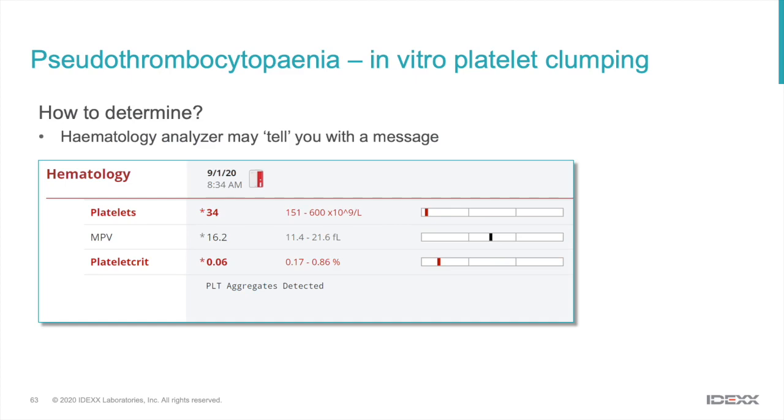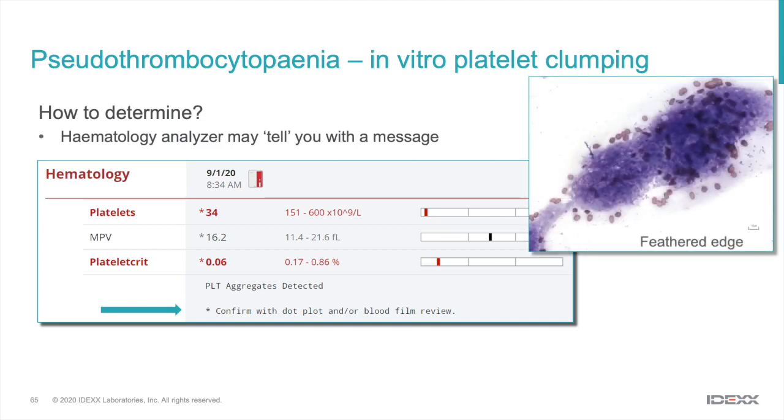Now, how do we determine if there's presence? Well, in some analyzers, you may actually get a message that says platelet aggregates detected or something like that. But that doesn't fit most of our analyzers. Even if your analyzer does give you a message about possibility of platelet aggregates, it will likely tell you to look at a blood film or look at the cytograms to confirm that process. Even if you don't get that message, I would strongly recommend that you look at a blood film to confirm the presence of platelet aggregates.